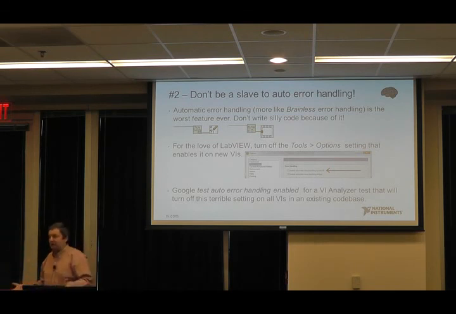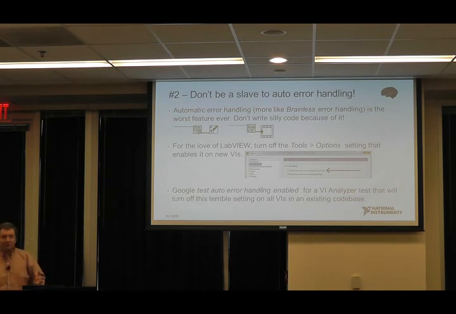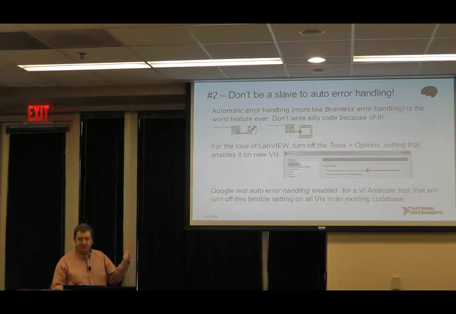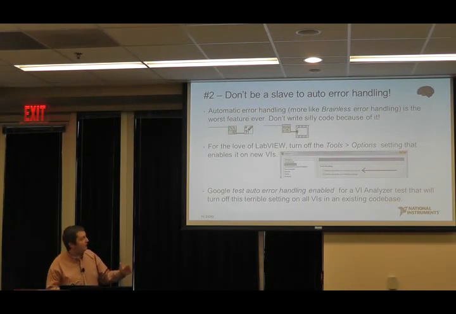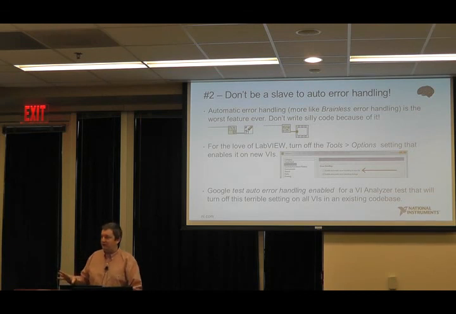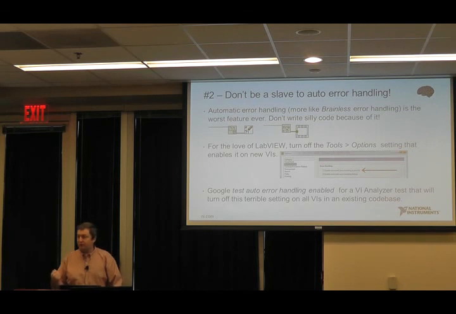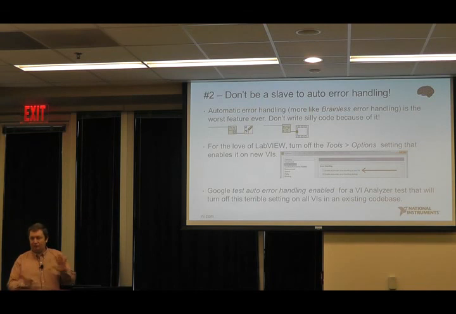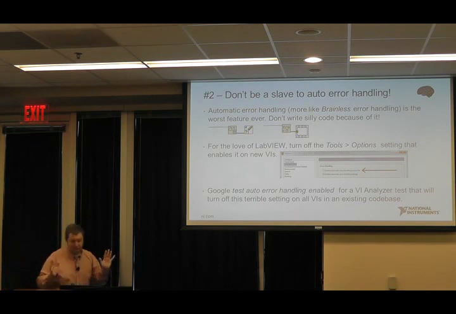I work on large code bases, and it bugs me whenever a random error pops up because of a situation I don't care about, but auto error handling is turned on. I have a VI analyzer test that will not only detect all VIs in your code base that have this terrible setting enabled, it will also turn it off for you and save your VI. So you can Google test auto error handling enabled. You'll find a VI analyzer test that you can install, and you can optionally turn on the setting that will actually save your code with that option turned off on everything. So please do that, because this feature is terrible, and we shouldn't be using it.